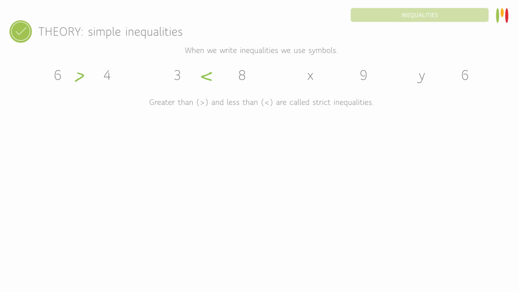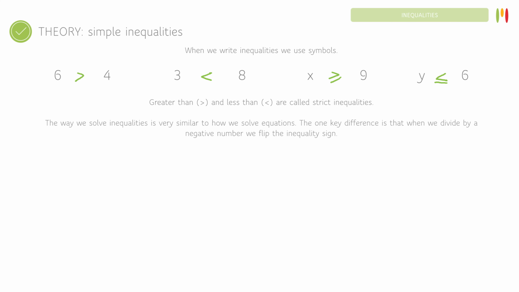We can also say that x is greater than or equal to 9, meaning that x could be any number that is 9 or bigger. We can also write y is less than or equal to 6, meaning that y is any number that is 6 or smaller. The way we solve inequalities is very similar to how we solve equations.